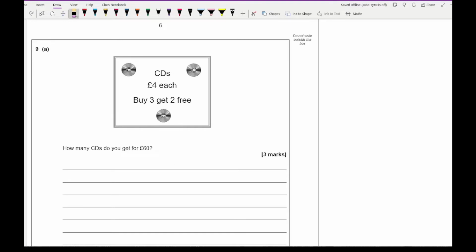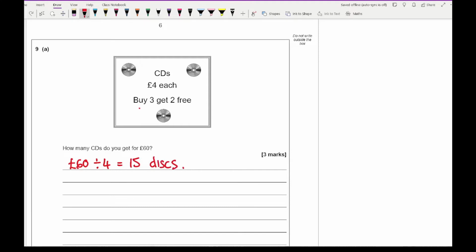So moving on to question 9a, it says CDs cost £4 each and the offer is buy 3 get 2 free. So let's have a look at how many CDs you can buy for £60. Well, at face value, if we do £60 divided by 4, that works out to be 15 discs.